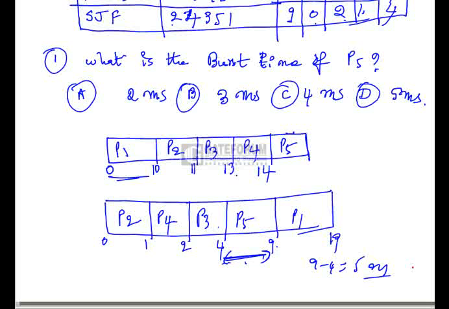The burst times of all other processes also coincide when you use FCFS and SJF respectively. So P1's waiting time here is 0, and in SJF it is actually 9, but the burst time is 10 here and 10 there. Burst times coincide, while waiting times are different for different processes using different strategies like FCFS and SJF, both of which are listed here. So P5 burst time is 5. Option D is the right option here.